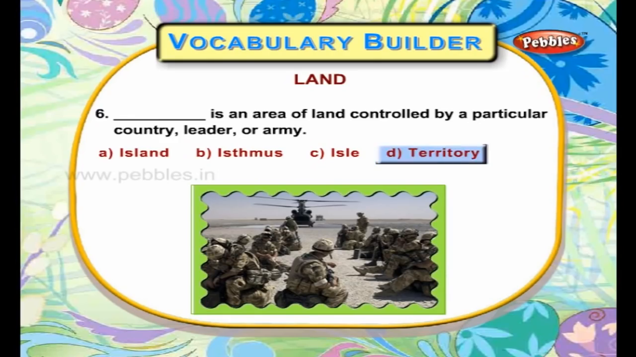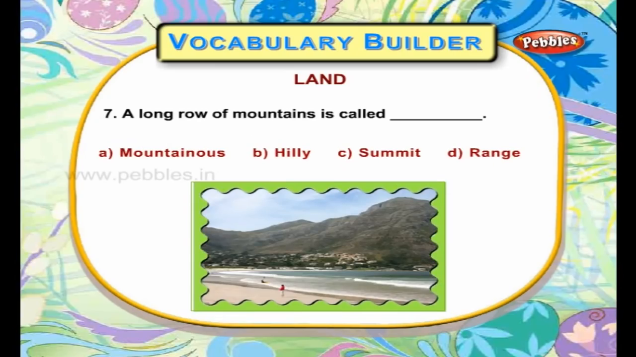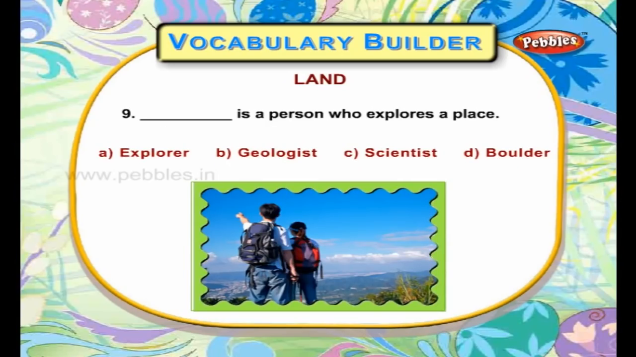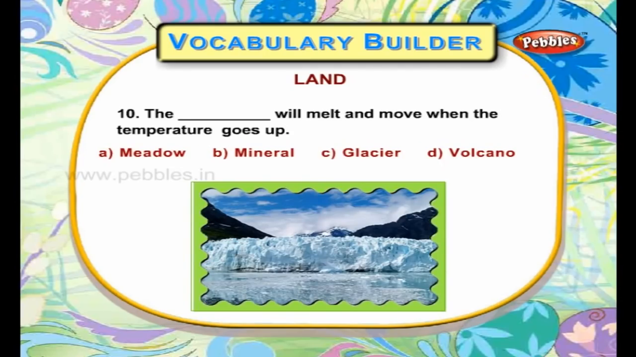Territory is an area of land controlled by a particular country, leader, or army. A long row of mountains is called a range. An island is a piece of land that is completely surrounded by water. An explorer is a person who explores a place. The glacier will melt and move when the temperature goes up.